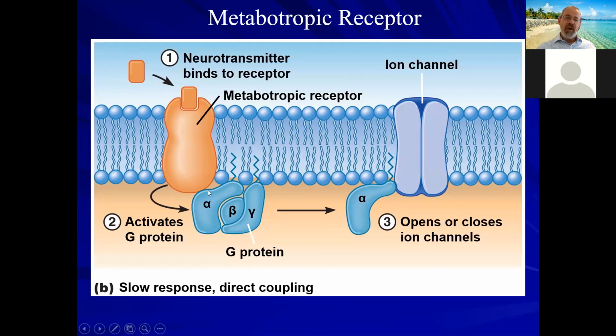We're not going to have time to go through all of these, but just know that this is a different type of receptor. This is the binding site for a neurotransmitter. In this case, when the neurotransmitter binds to the receptor, it activates the G protein. It also activates an ion channel, but it's a different one. So it's more of an indirect effect. In addition to that indirect effect on ion channels, it also will activate either adenylate cyclase or phospholipase C, which I will show you shortly.